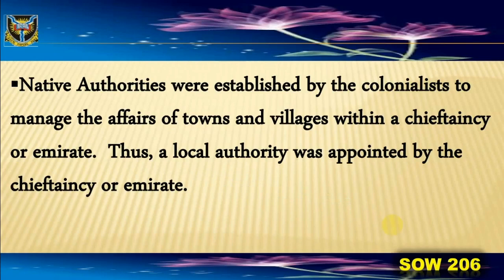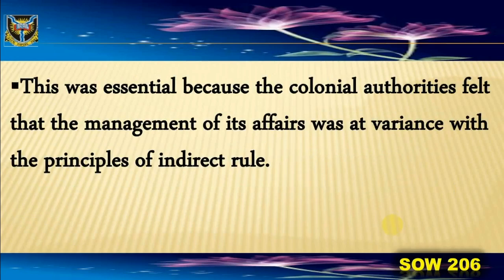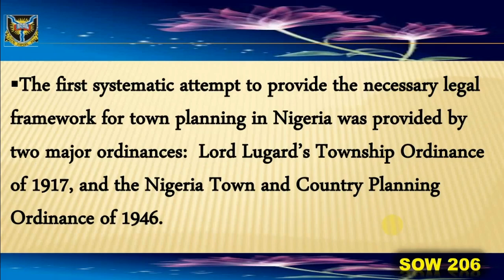Native authorities were established by the colonialists to manage the affairs of towns and villages within a chieftaincy or emirate. Thus, a local authority was appointed by the governor to govern government reservation areas, commercial and industrial layouts, and new development areas such as settled sections, which were established around existing towns. This was essential because the colonial authorities felt that the management of its affairs was at variance with the principles of indirect rule.